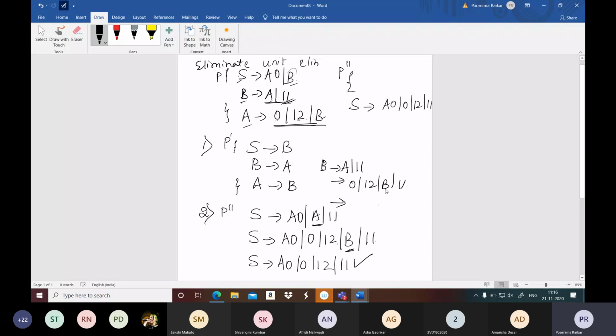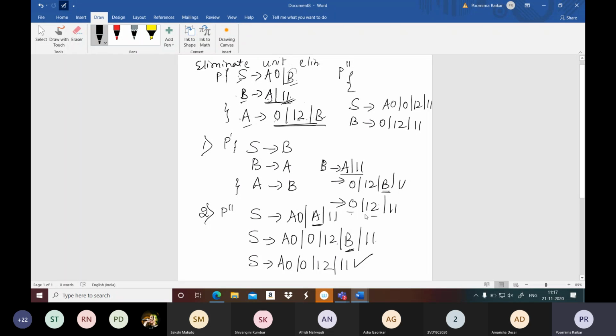Again, see here also, if I substitute it with B, I have to again substitute it with A11. Again, A I have to substitute with 0, 1, 2. So I'll keep 0, 1, 2, 11. So B with 0, 1, 2, 11. Because it is alternate, S with B, B with A with B, only for such type of example it is repeating. We'll keep the same thing, because B I have to substitute with A11, and A again with 0, 1, 2. So one production, I'll keep it only once.